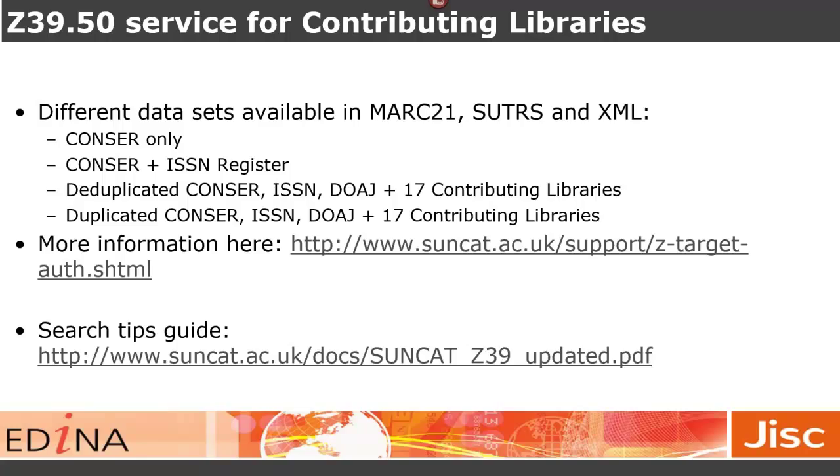The third and fourth sets contain the data from CONSER, ISSN, DOAJ, which is a directory of open access journals, and 17 contributing libraries, chosen for their breadth of titles and good quality. The deduplicated set contains the preferred record only for the match sets. If you want to see all the records in the set, choose the duplicated set. These may have more or different information in the bibliographic record than is in the preferred record.